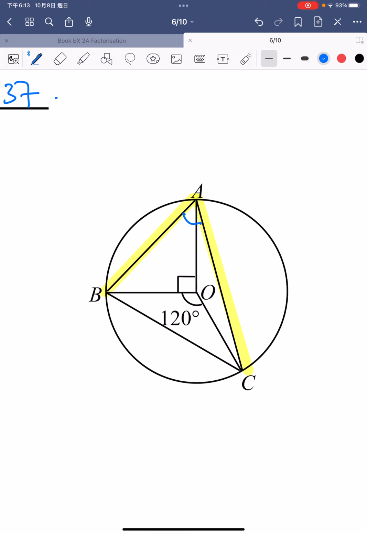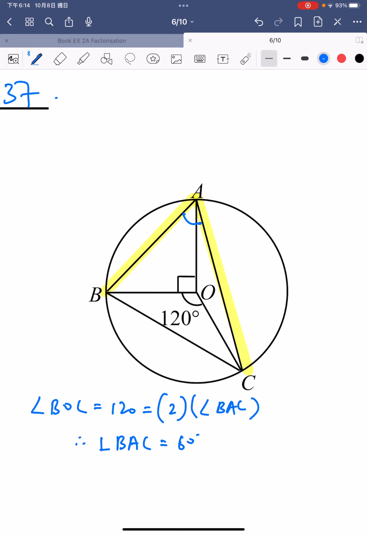We located it. Now this angle BAC is watching this arc, and this arc is also watched by angle BOC. So there is a relationship between angle BOC and angle BAC. As angle BOC is the angle at the center, angle BOC, which is 180, is equal to double the angle at the circumference, which is angle BAC, so angle BAC is equal to 60 degrees.